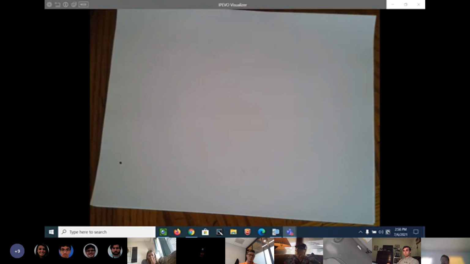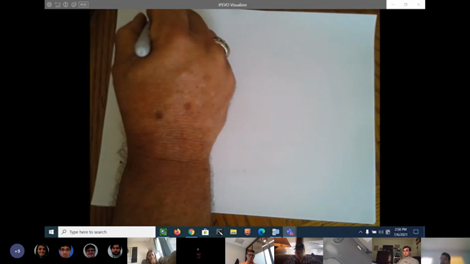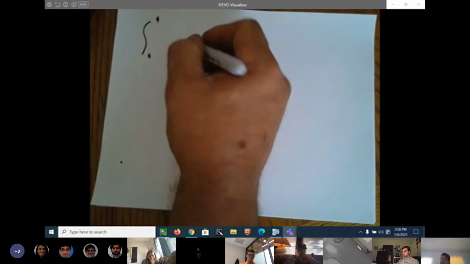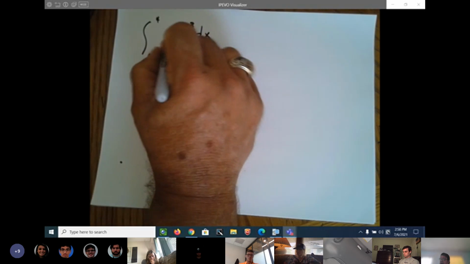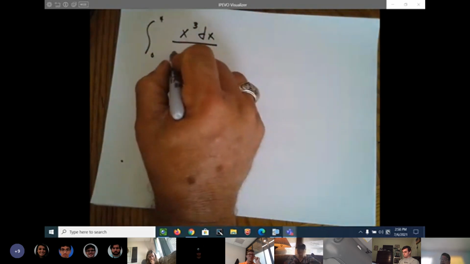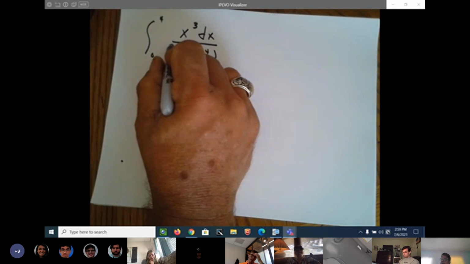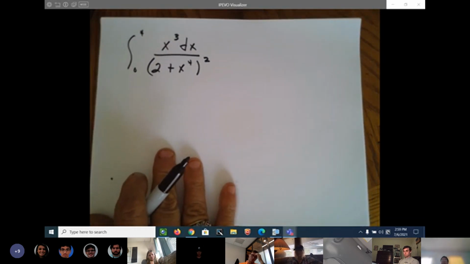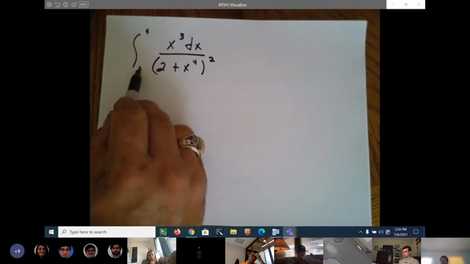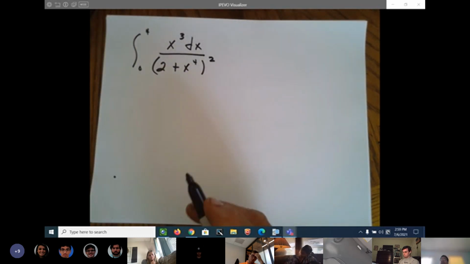So I'm going to rewrite that problem. The integral from 0 to 4 of x to the 3rd dx over 2 plus x to the 4th, squared. Everybody with me? This is your lower limit. This is your upper limit. Your upper limit's 4. Your lower limit is 0.